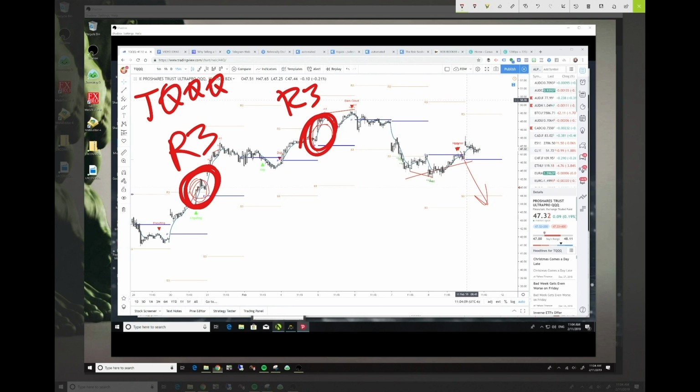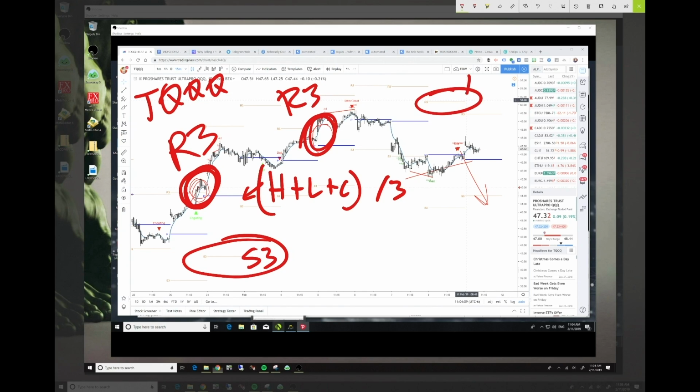Now, every day there's a pivot point right here. That's yesterday's high, low, and close added together and then divided by 3. And then every day there is also an S3 level and an R3 level. These are levels of support and resistance below and above the pivots. And when price hits these levels, it tends to reverse.